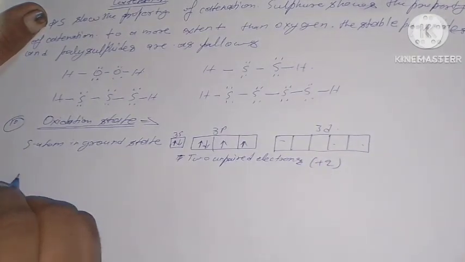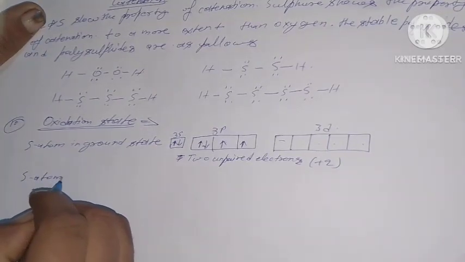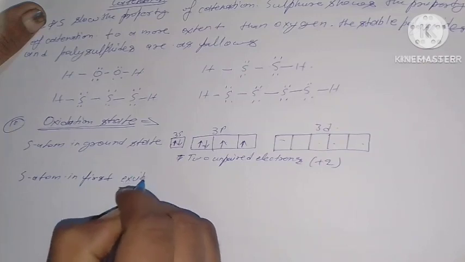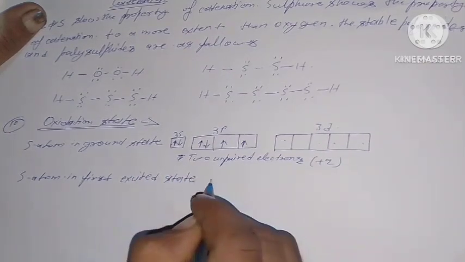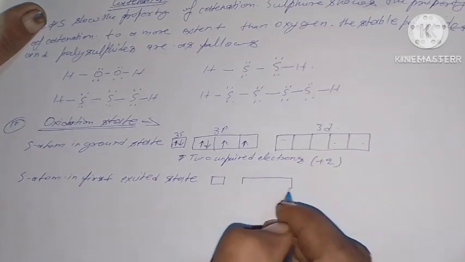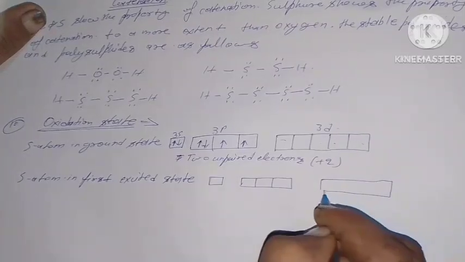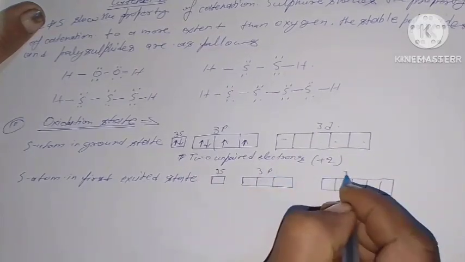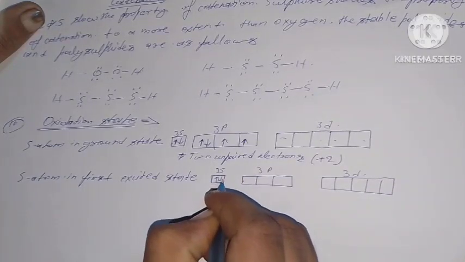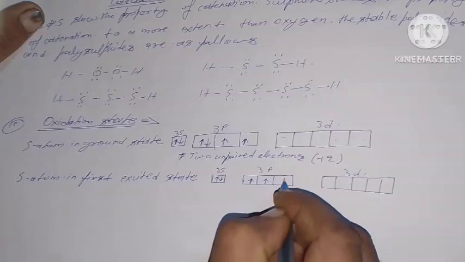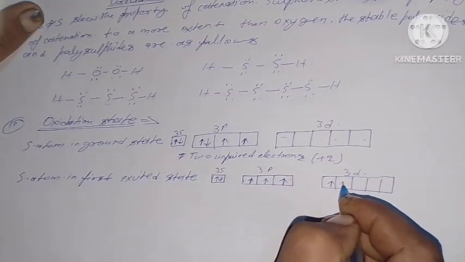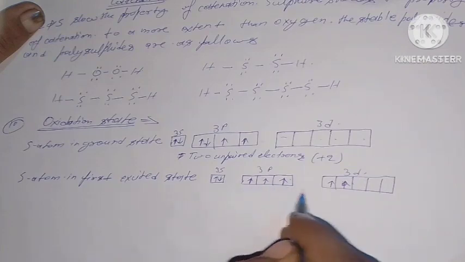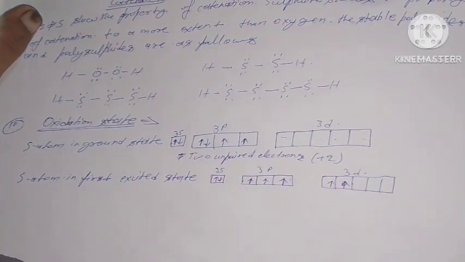And S atom in first excited state. Sulfur atom in first excited state: 3s, 3p, and 3d. 4 unpaired electrons, okay? 3d orbitals, okay? And S atom in second excited state.